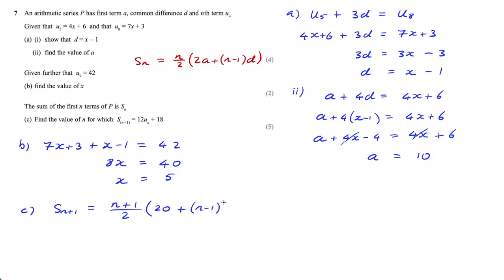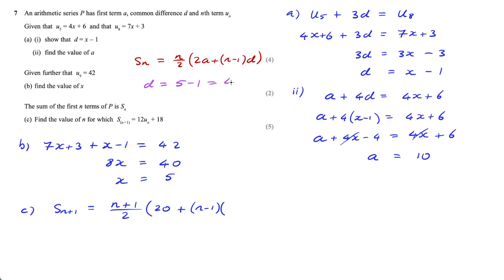Now d, guys, is 4, because d is equal to x minus 1, x is 5, 5 minus 1 equals 4. So d is equal to 4. So this is S of n plus 1. And actually, sorry, I made a mistake, guys. It's n minus 1 d, but it's n plus 1 minus 1.